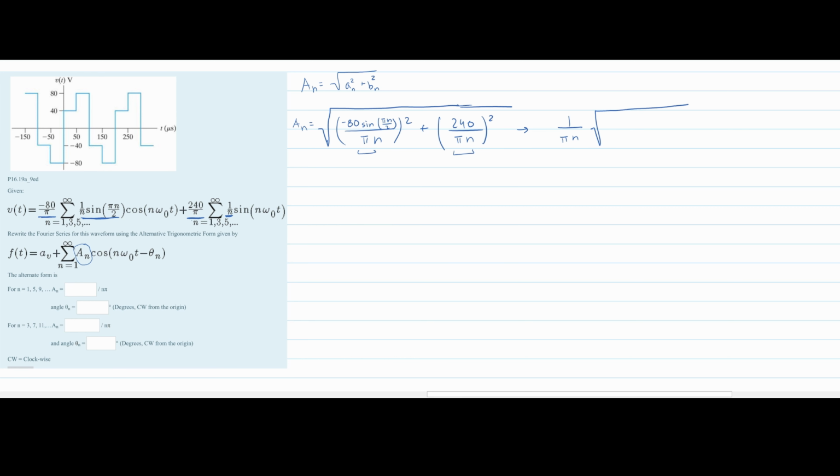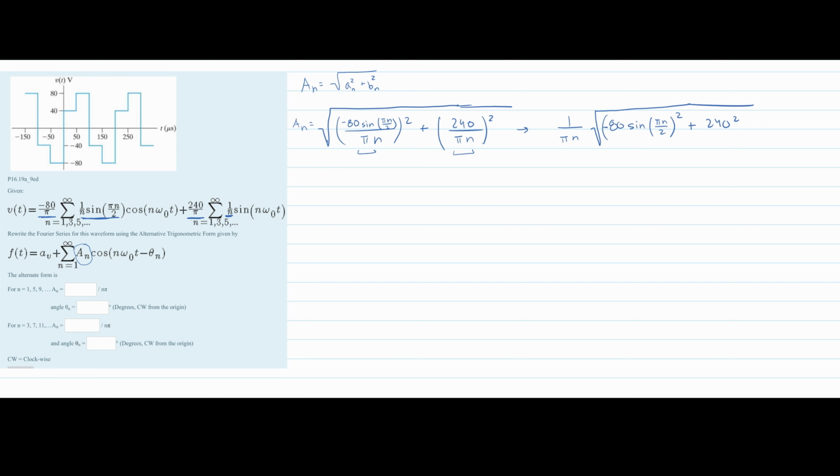We're then going to have the square root. Inside of here, we're going to have our 80 squared times, well actually technically since it's all in the same square root, we have to square everything. We're going to have our 80, this is minus 80, times the sine of pi n over 2. This is all squared, plus 240 squared. So this is what we have.